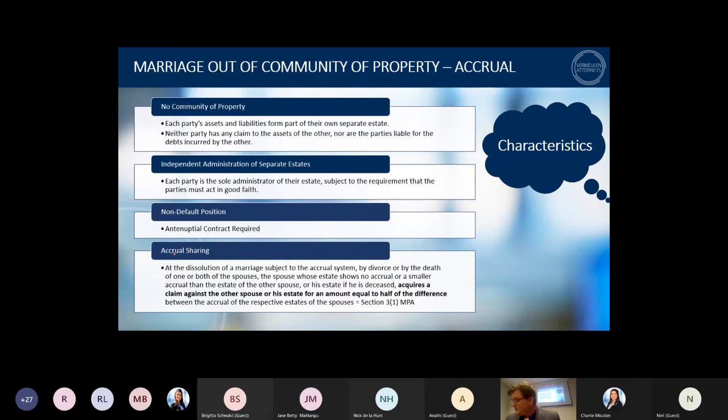Now, what's interesting, folks, I mentioned to you earlier, consider the history. Look at the wording. "No accrual acquires no estate, or his estate, if he is deceased, acquires a claim against the other spouse or his estate for an amount equals half the difference." Interesting historical factoid. Not "their estate" or "her or his estate," as we see in legislation now. We have moved on a bit as a society, thank goodness.